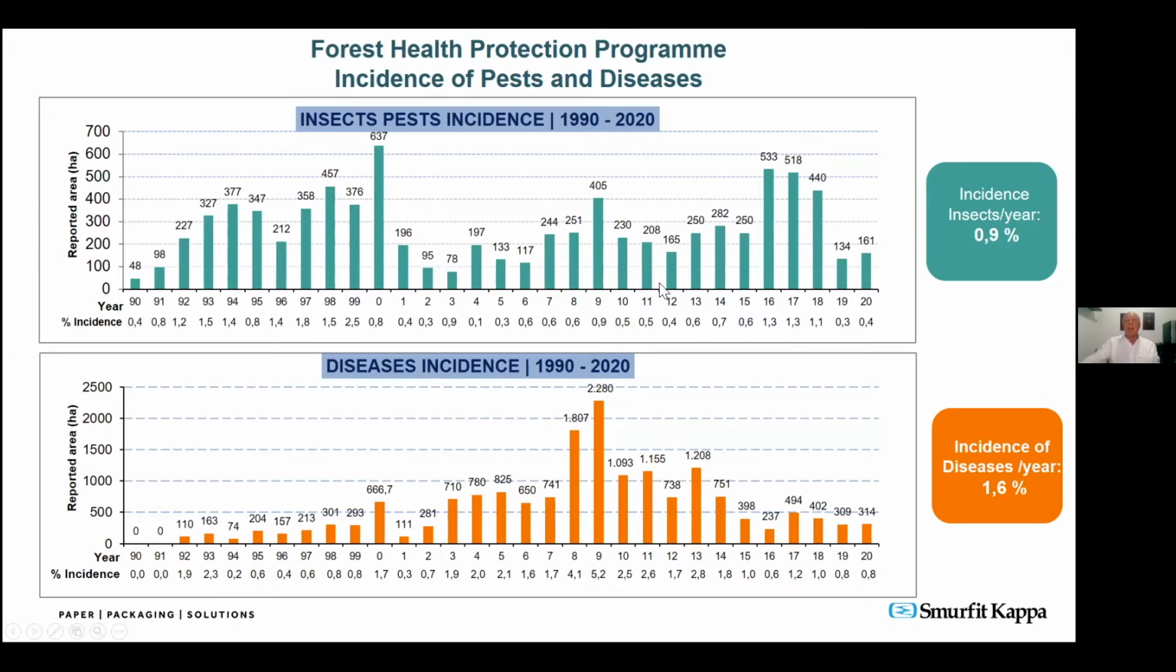It's important to mention that we have 42,000 planted hectares, and this is the record of the average from the insects in our company. And for disease, we are having 1.6% of incidence per year, but this is the average, same as in the insects. It is the average of the period from 1990 to 2020. This is very low incidence of pests and diseases in our company.